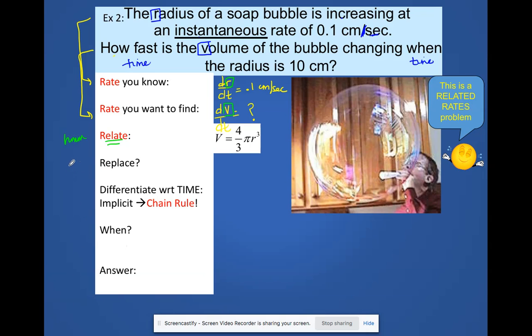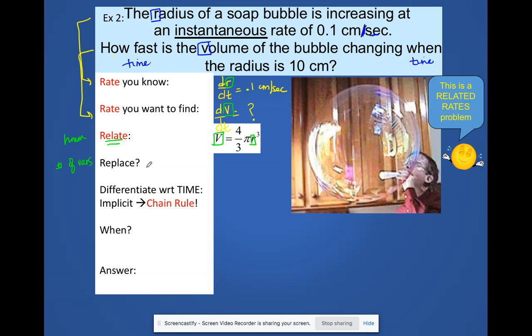Here's another thinking step. The replace step refers to how many variables you have. So that's why I asked you to put a box around these. If you put a box around R and V in your relate equation, do you have any extra variables? Right? If you have an extra variable and you don't have a rate that you're given or known to match up, you're going to have to do a replace step.